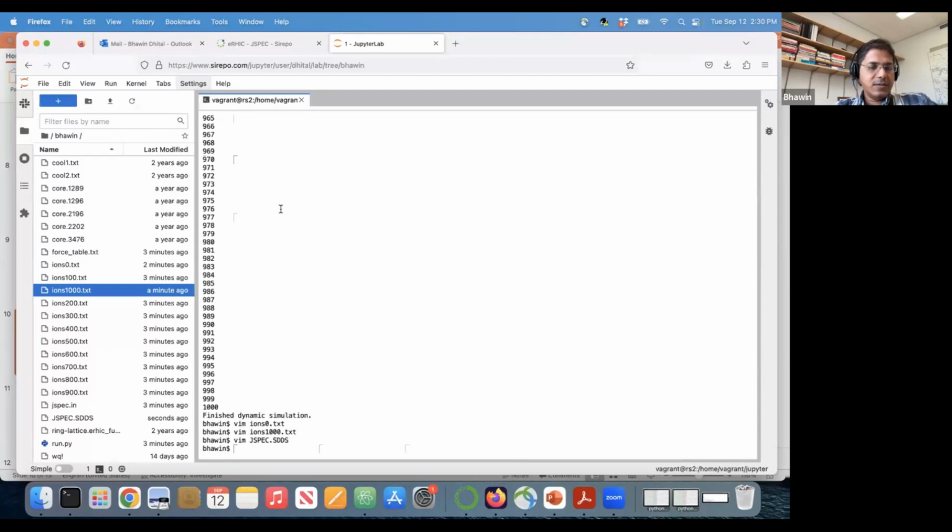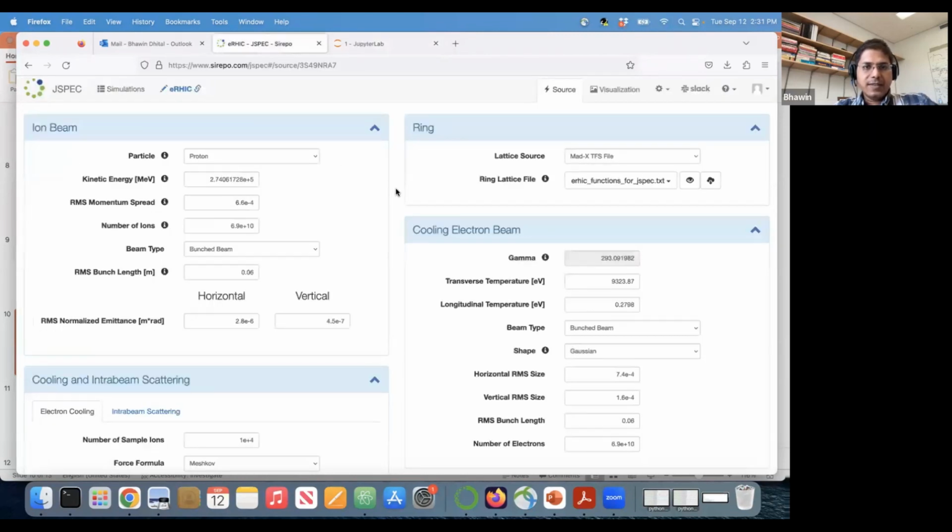It is very easy to run using Jupyter. I used this for a couple of months during my PhD work in 2022. I want to thank Steve, as this CRepo platform became very helpful during that time. It is very easy to run many simulations for a given small time interval. So I think this is all about running cooling simulation using JSPEC.